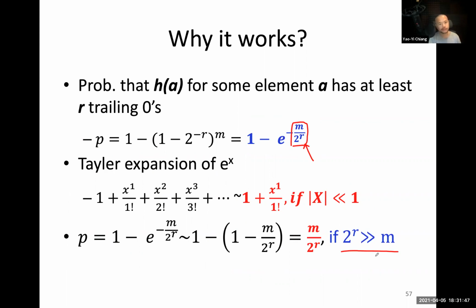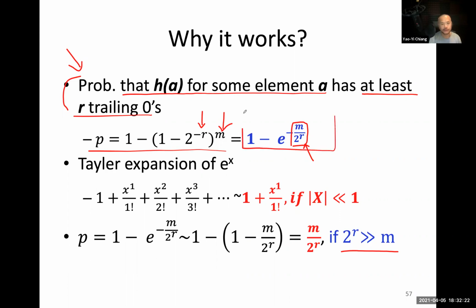Okay, all right, cool. What have we learned so far? We haven't explained how the algorithm works yet. We only work on some probabilities. So we know this probability, the probability that a hash function for some element will generate at least r trailing zeros, is this, okay? This probability depends on r, the length of the zeros you are looking for, and the m, the number of unique items you have seen so far.